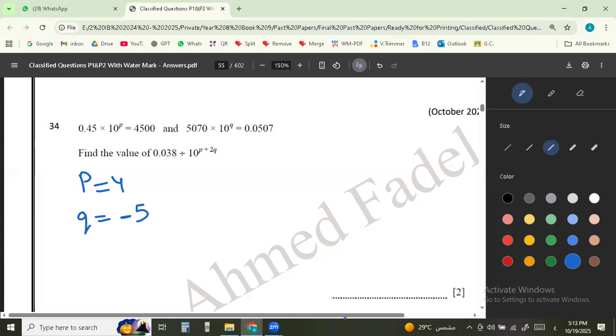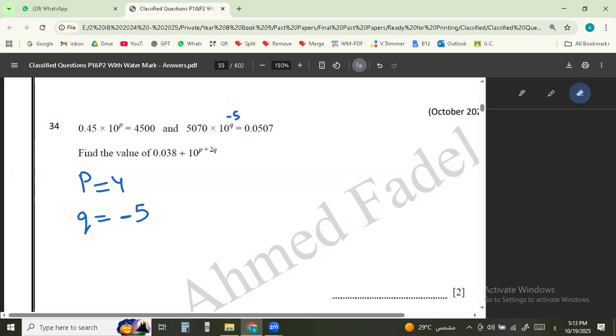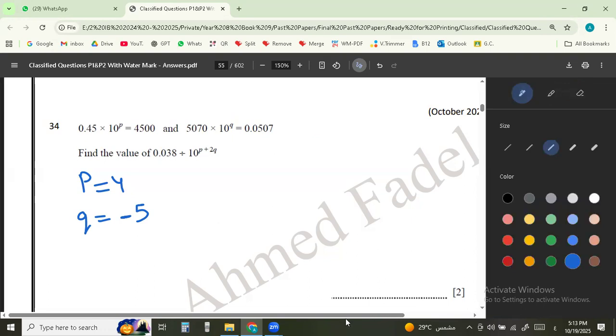Someone might say to me, Mr., if you multiply by 10 to the power of -5, Mr., the answer is going to be 0.0507, Mr. They didn't write the zero at the end. Yes, it means nothing, the zero at the end. So it's just the same as 0.0507. The same. So here, I found the P and I found the Q. Can we find the answer to this? Yes.